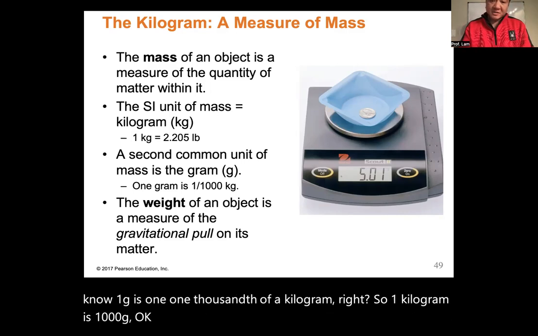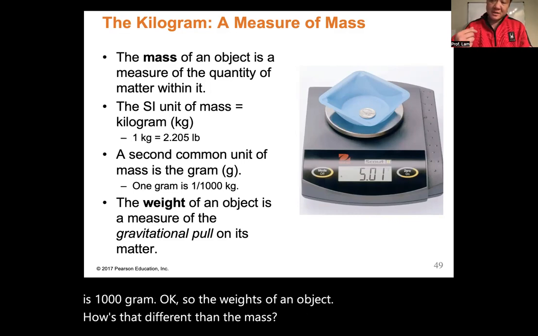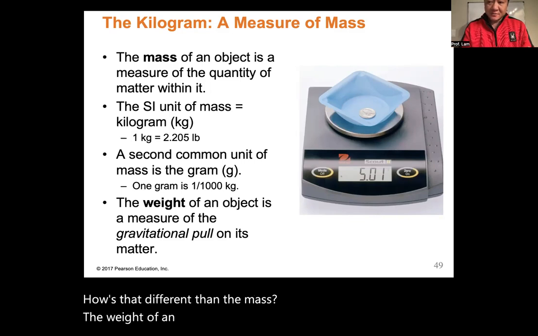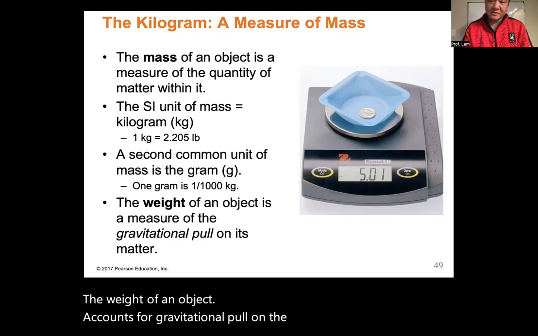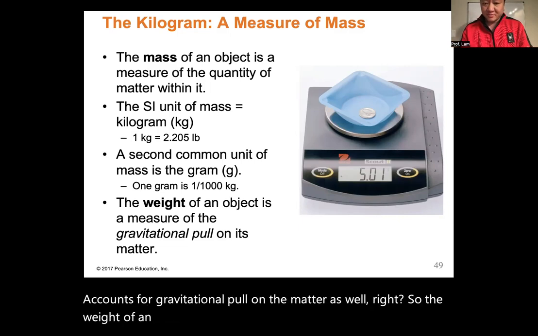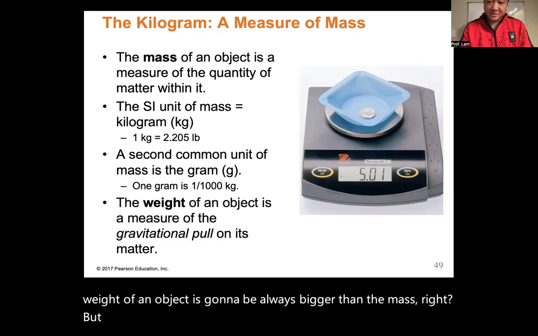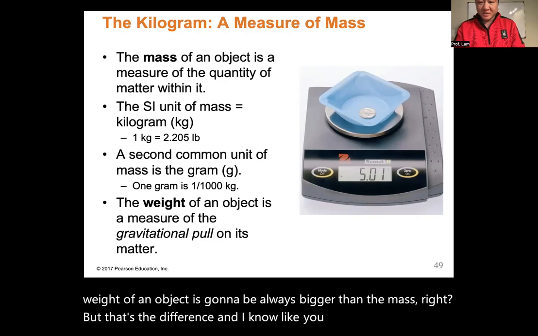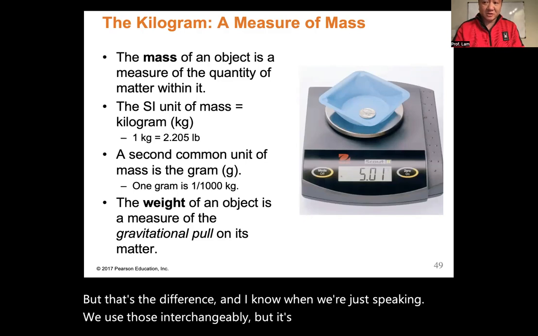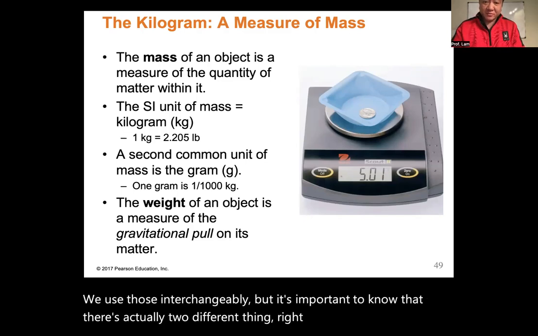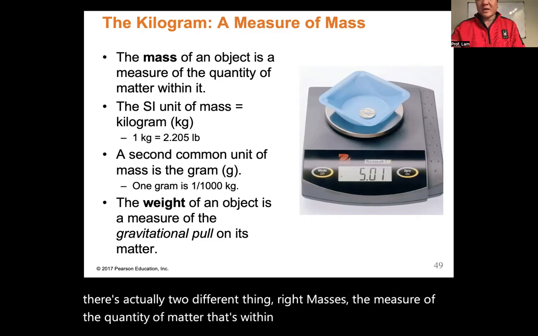So the weight of an object, how's that different than the mass? Well, the weight of an object accounts for gravitational pull on the matter as well. So the weight of an object is going to be always bigger than the mass. But that's the difference. And when we're just speaking, we use those interchangeably, but it's important to know that there are actually two different things. Mass is the measure of the quantity of matter that's within it, and the weight also takes into account the gravitational pull.